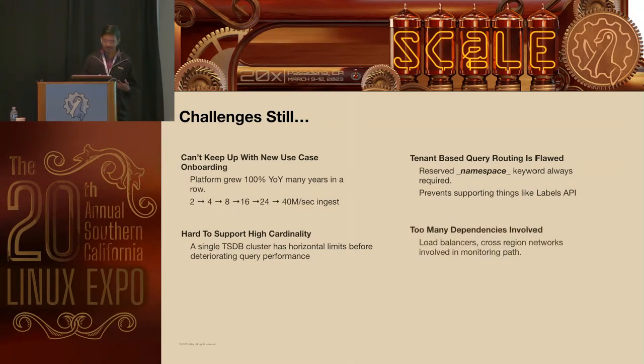And this model has a lot of dependencies involved. For DR, if there are multiple regions, we house the metric stores in various regions. This means there are cross-region networks involved, talking to the various components. There are load balancers involved. All of these become dependencies when you're trying to do monitoring. And for very critical use cases, you need to be able to minimize the amount of dependencies that you have to be able to effectively communicate that, hey, something is wrong with your system.